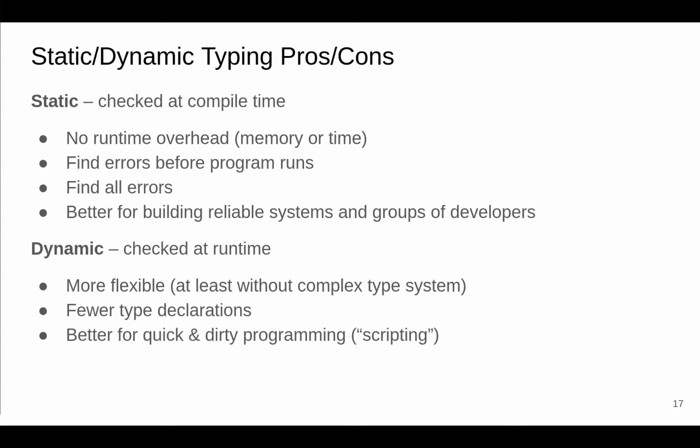Dynamic typing is much more flexible, so you don't need to worry about satisfying the compiler, right? You can just go ahead and hack it out. There are much fewer type declarations that you need to do, and it's great for quick and dirty programming, such as scripting. This is why scripting languages like Python usually go for dynamic typing, because it's much lower effort, and you can quickly churn out a lot of code for prototyping.